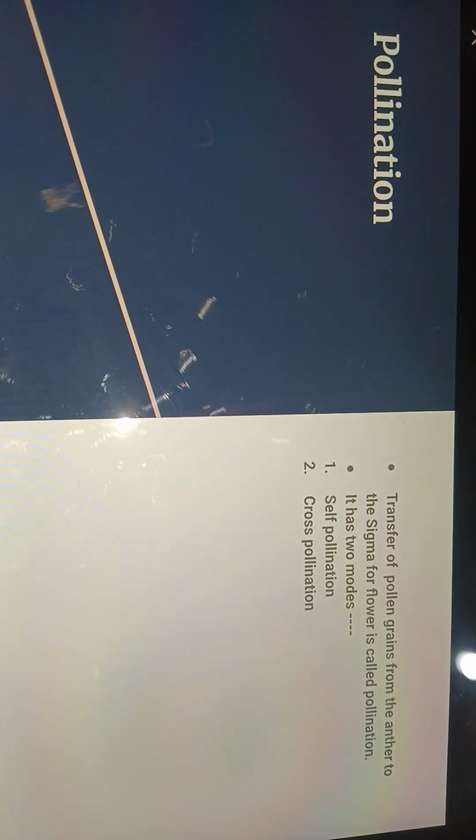So this much only. In the next video we will start pollination. Thank you for watching, everyone. In the next video I will paste some pictures over here instead of this diagram. I will show you those pictures as well, or you can see them in your book.